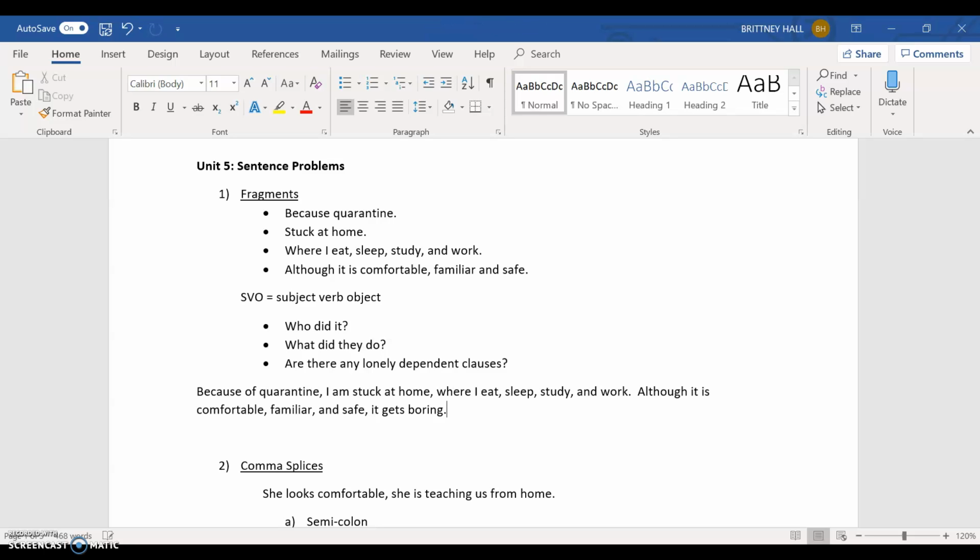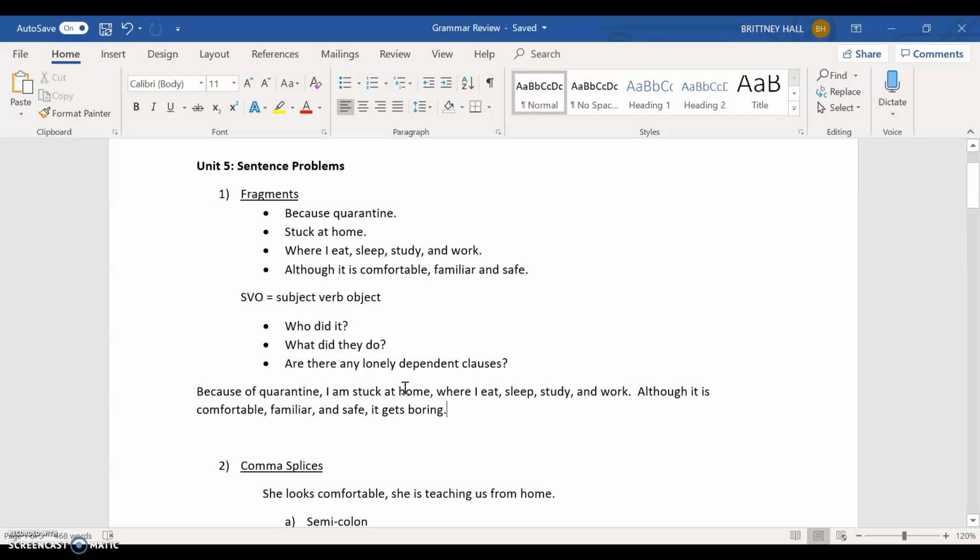Something like that, right? So now I've combined these fragments into a complete sentence here and a complete sentence here. The ideas are complete, and now these are independent clauses. Independent, they can stand alone.